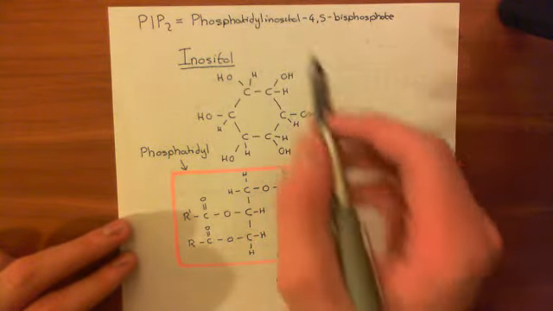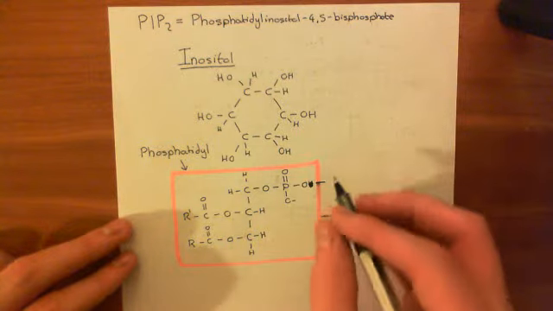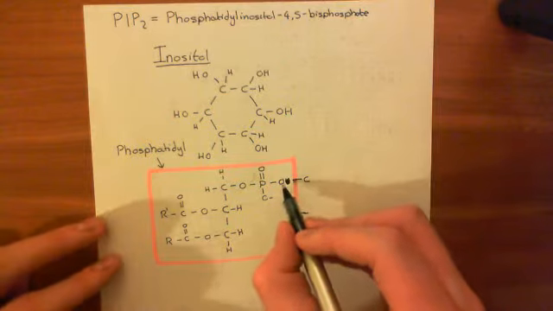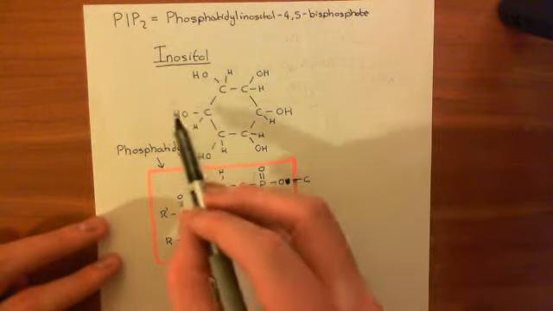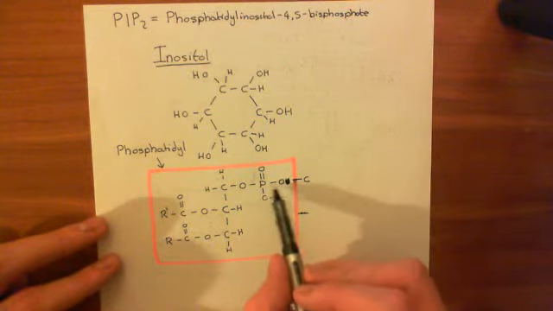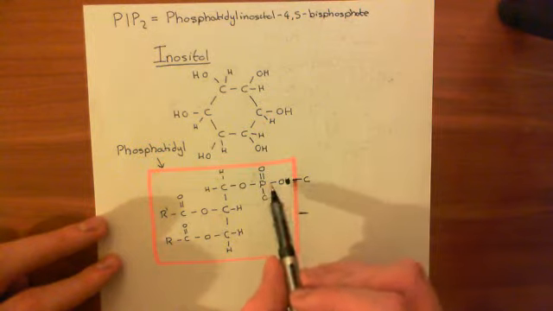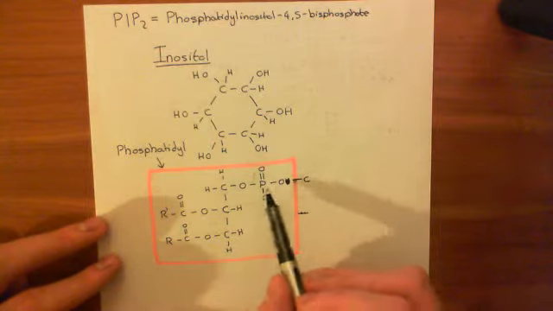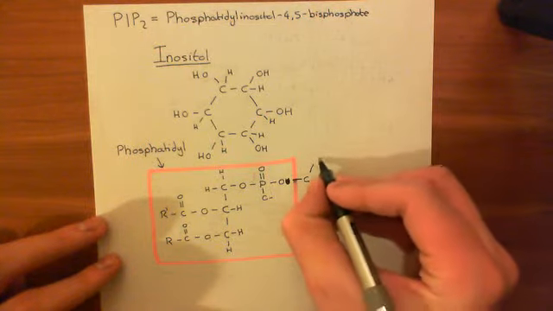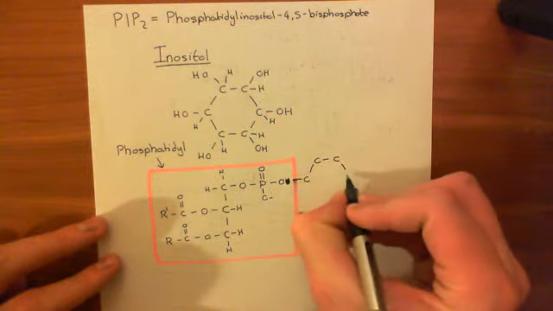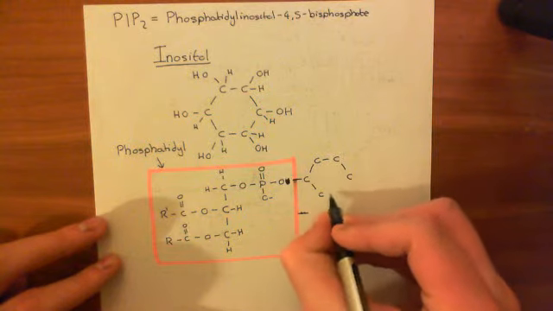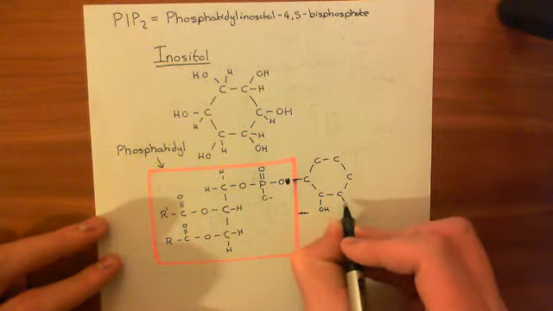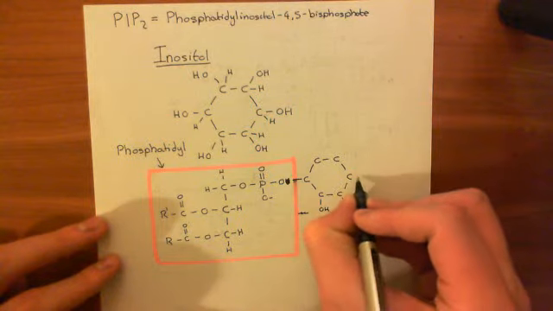And what are we linking it onto? Well, we're linking it onto inositol. And basically what we're doing is forming another ester link. So we're taking the hydroxyl group off of this phosphate group, and we're taking the hydrogen off here, and we're bonding that oxygen to the phosphorus. Okay, so now we've got phosphatidyl bonded to our inositol molecule here. So here's our inositol. And each of these has a hydroxyl group off it.